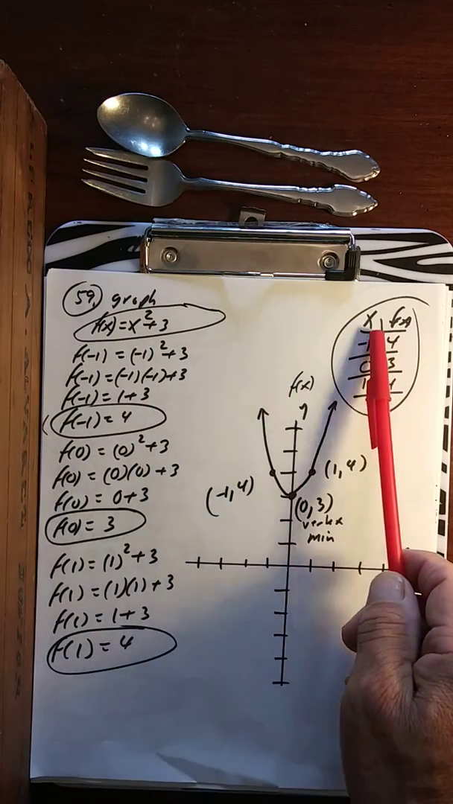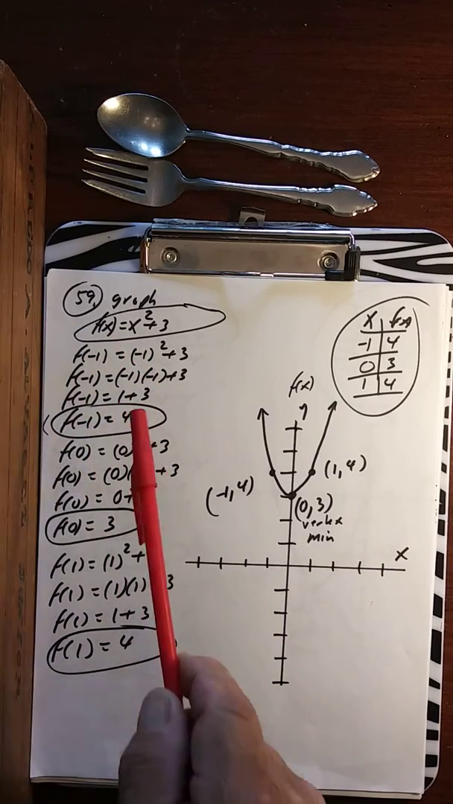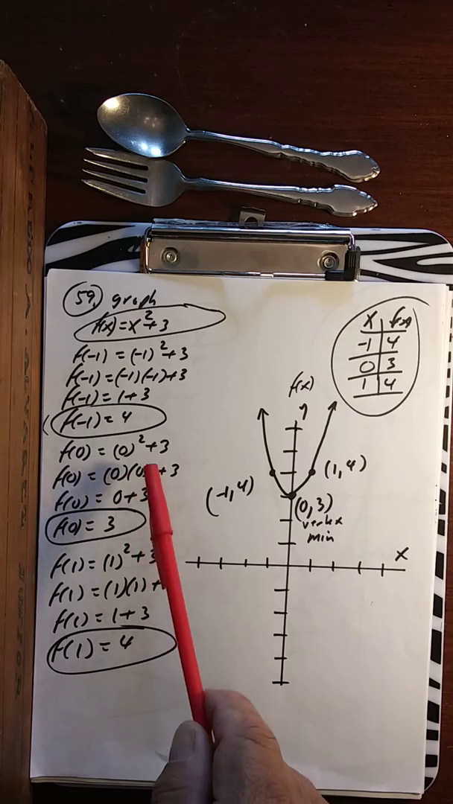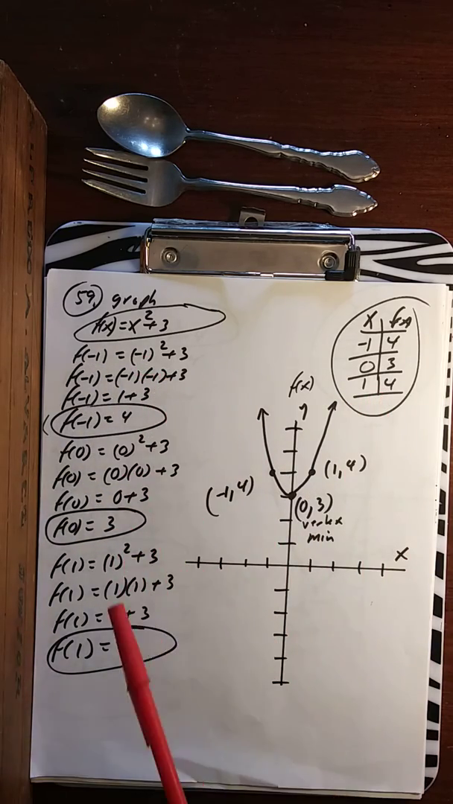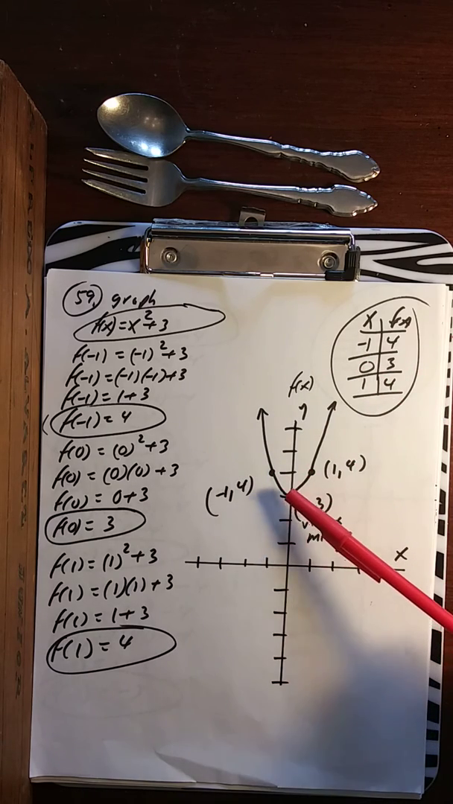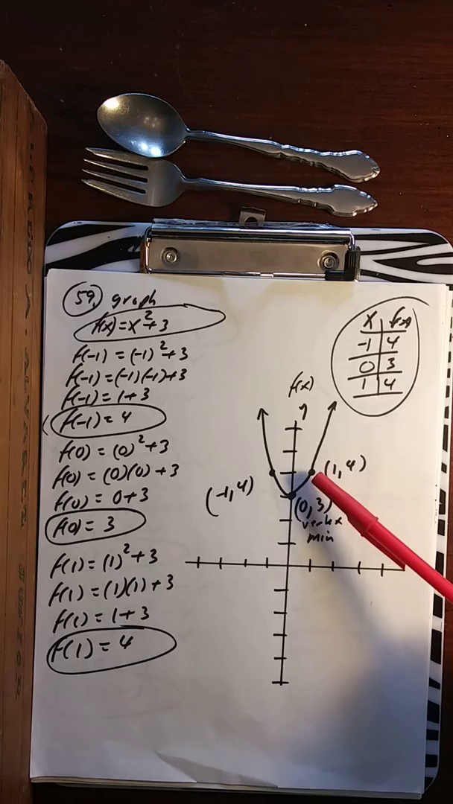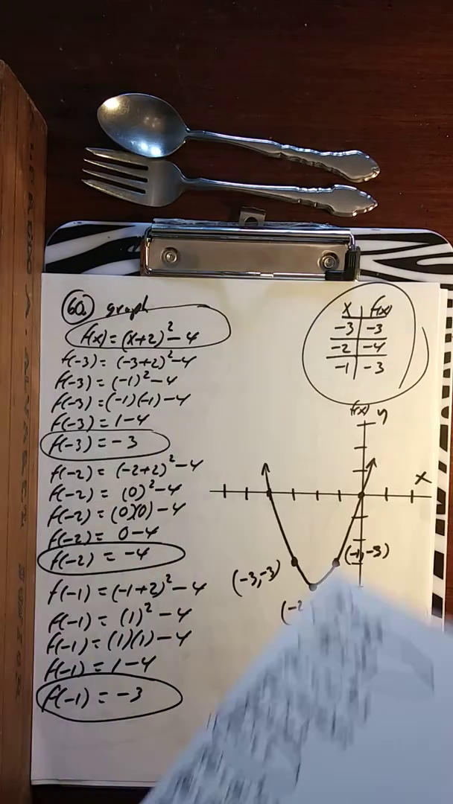Graph this. Let's try negative 1 in there. Negative 1 times negative 1 is 1. 1 plus 3 is 4. 0 times 0 is 0 plus 3 is 3. 1 times 1 is 1 plus 3 is 4. So we got the points negative 1, 4; 0, 3; and 1, 4. Vertex, it's a min again.